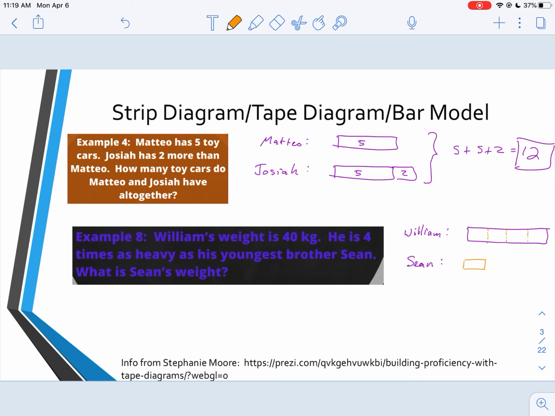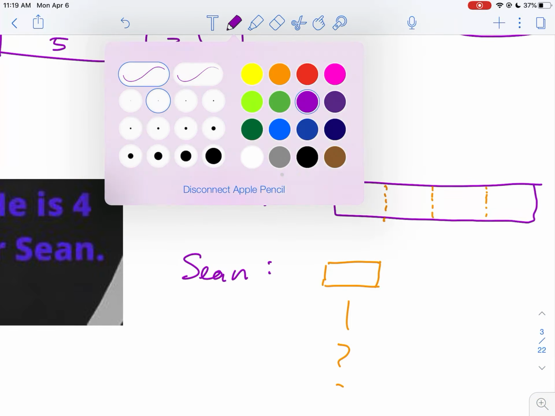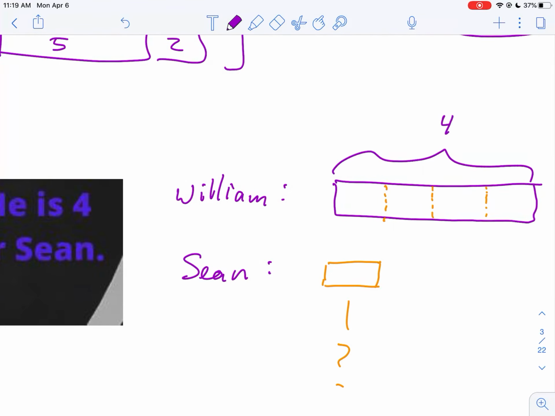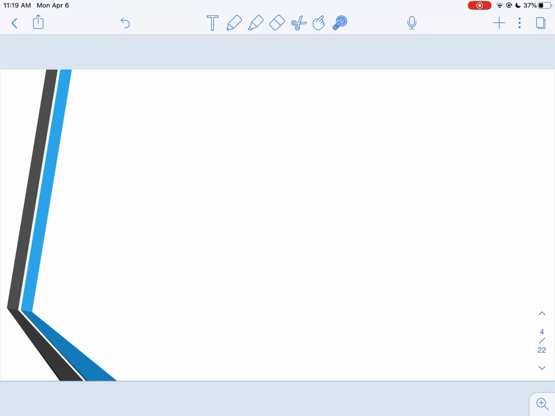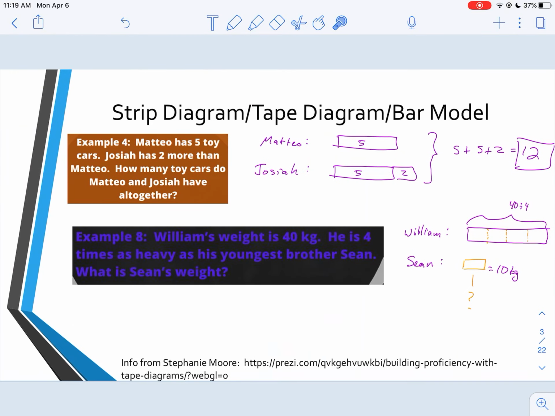So now you can see William is definitely 4 times as heavy as Sean. What is Sean's weight? That's what we're trying to find. Well, we know William was 40 kilograms. And so if we divide that by 4, we get Sean's weight is 10 kilograms. Now, you might say, well, the picture actually took longer. I could have just done 40 divided by 4. And you're right. Students may not be able to. The other thing is this is really helpful to build for future work with fractions.